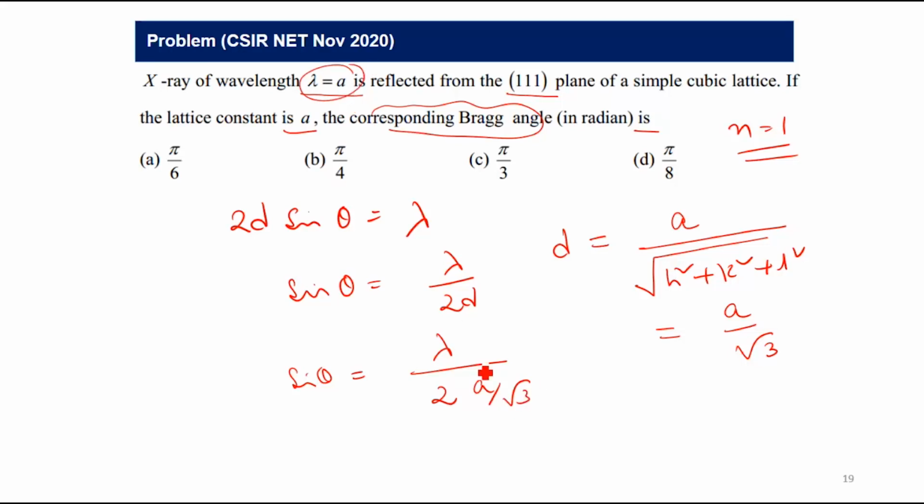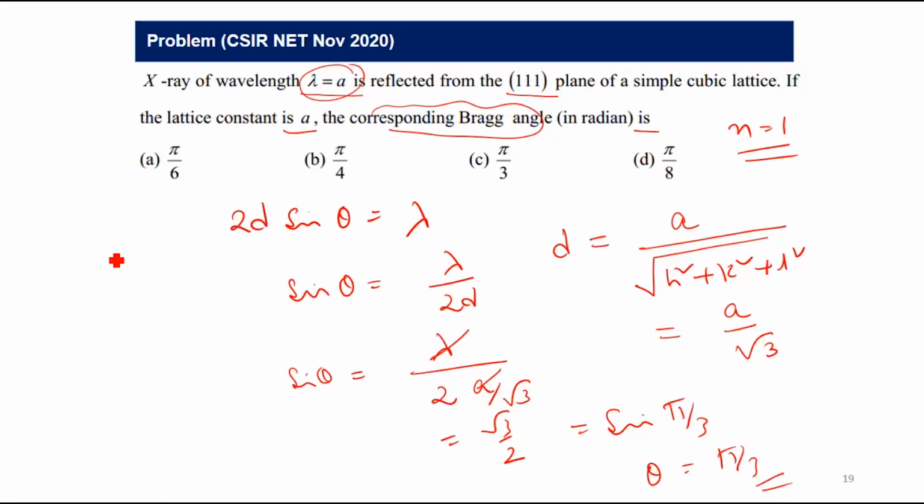Lambda is equal to a. Answer is pi by 3. We'll see. So this is nothing but root 3 by 2. That means root 3 by 2 means sine pi by 3, sine 60 degrees. So theta is equal to pi by 3. Good.